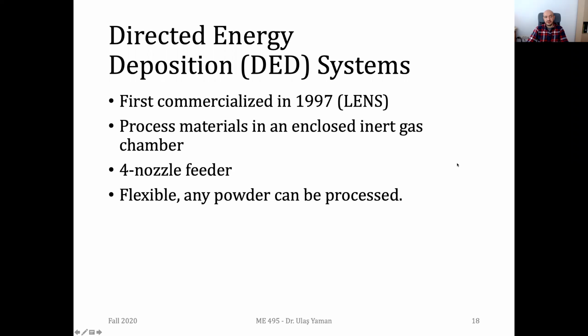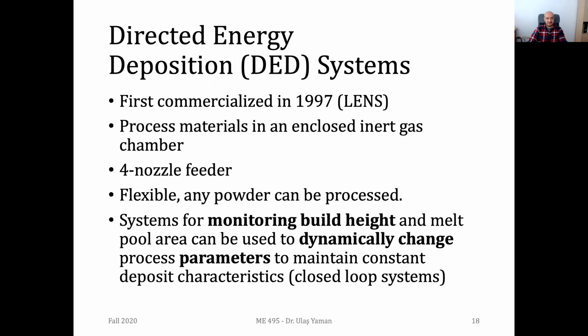They were using a 4 nozzle feeder. And the advantage of the 4 nozzle feeder, which we didn't mention, is that since you have 4 different chambers and nozzles, actually feeders, you can have different materials coming out of these nozzles. So you can mix, let's say, copper with steel or other kinds of materials together. It's a nice property of 4 nozzle feeding systems.